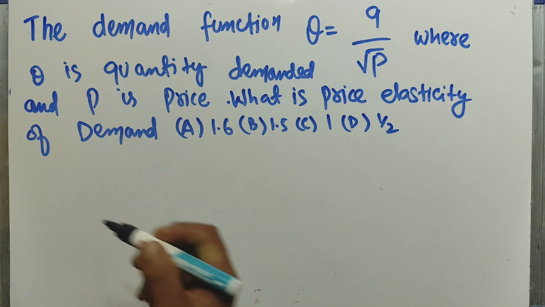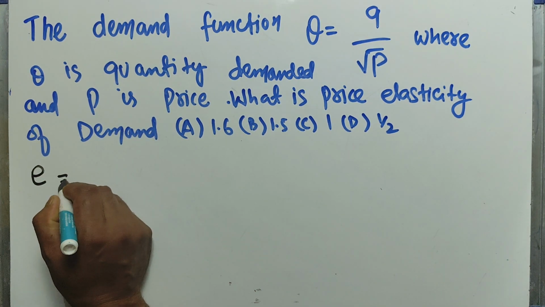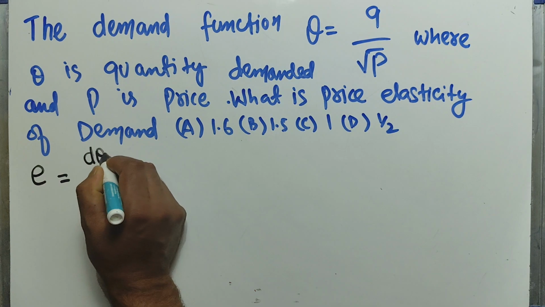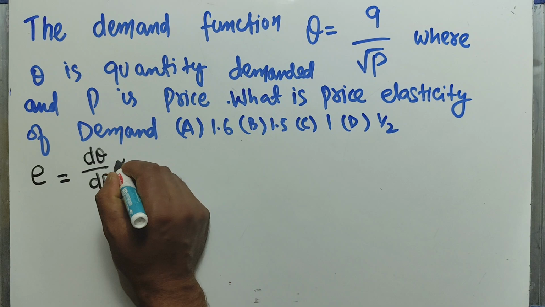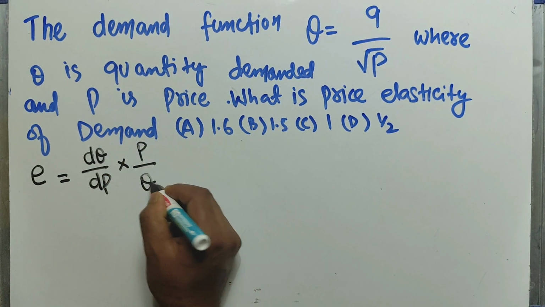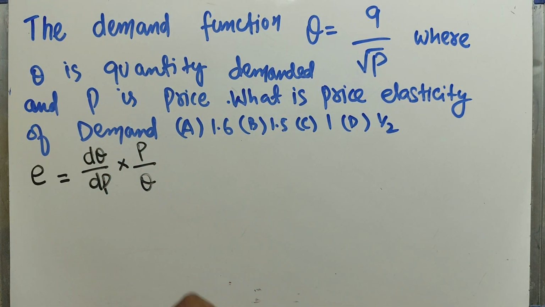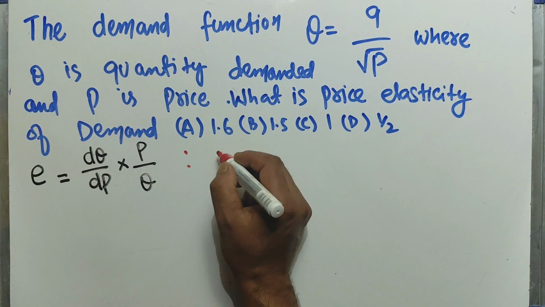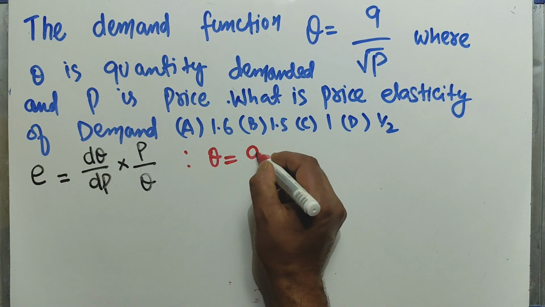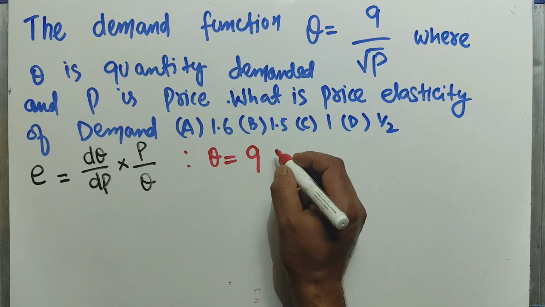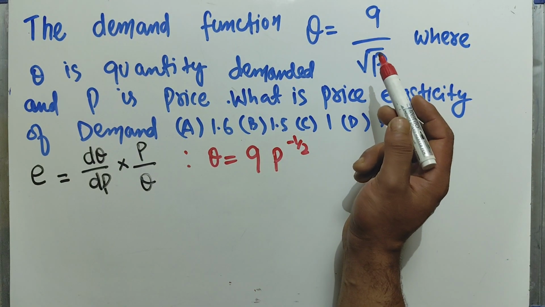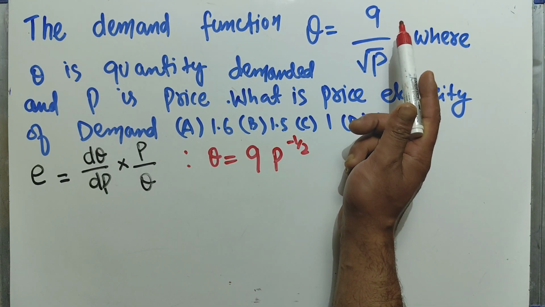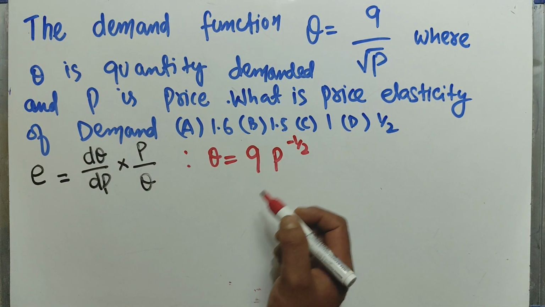Okay, so we know that elasticity of demand is given by dq upon dp, that is the change in quantity demanded due to the change in price, times the initial price upon the initial quantity. This is the formula for price elasticity of demand. Now we are given the demand function Q equals 9 upon under root P. Can I write it like this, 9 into P raised power minus 1 upon 2? If I transpose this to the numerator, the exponent sign will change. Okay, so this is our demand function.